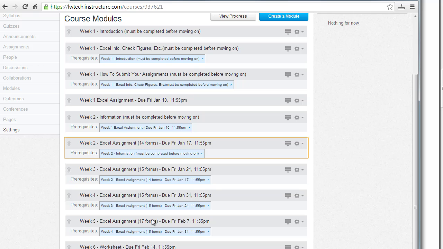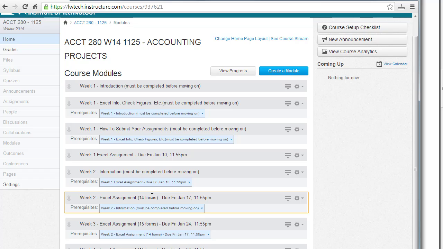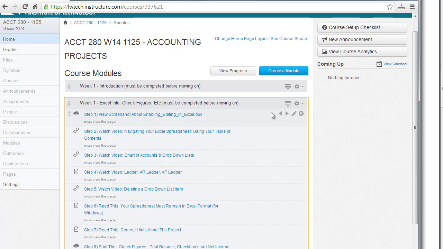Now notice that before you can move on to the different modules, you must complete the previous module. For example, before you can complete the third module, you must complete the second module, which mostly consists of watching videos and reading some steps.